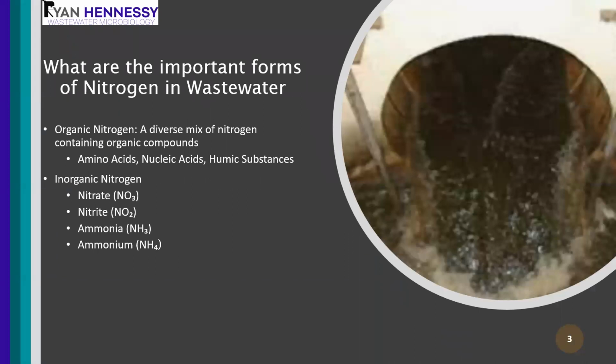The important forms of nitrogen in wastewater are organic nitrogen, which is a mix of nitrogen containing organic compounds such as amino acids, nucleic acids, and humic substances, and inorganic nitrogen, which is nitrite, nitrate, ammonia, and ammonium.